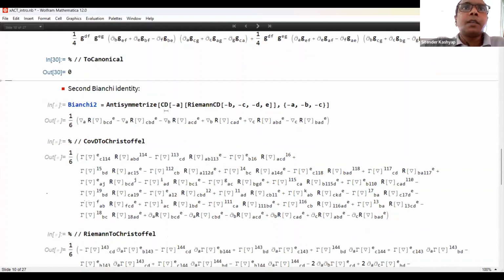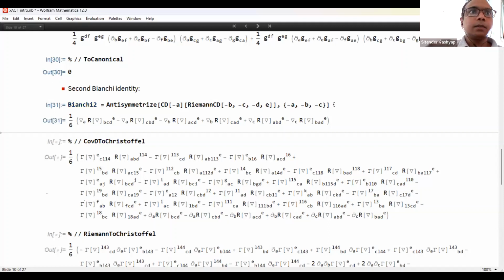So the second Bianchi identity is essentially you take the covariant derivative of the Riemann tensor and then antisymmetrize in the first three indices, including the covariant derivative. So this is covariant derivative with A, Riemann B, C, D, E. So you antisymmetrize in A, B, C. That's how we tell it.